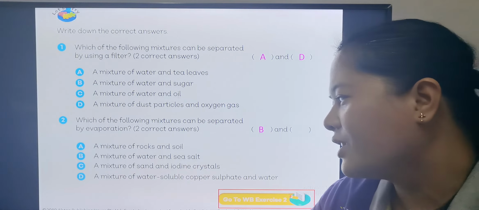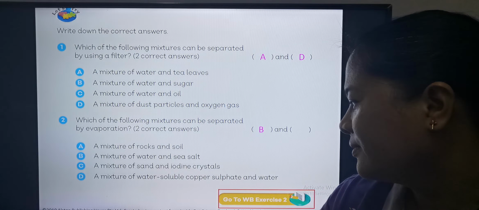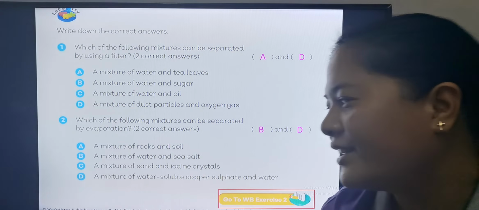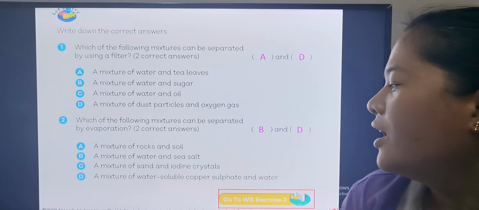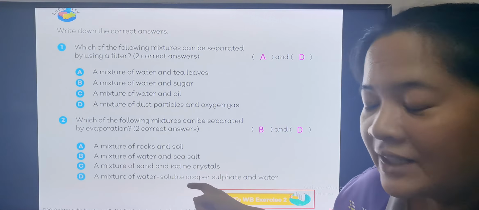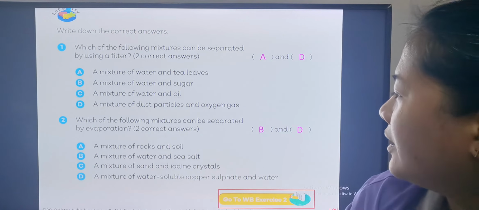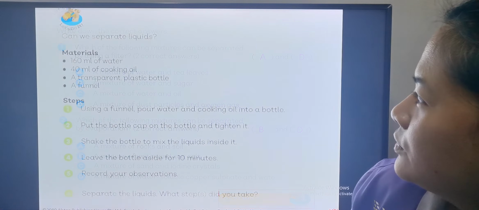So what do you think is the correct answer? Letter D, water and soluble copper sulfate. It means copper sulfate is a solid that is soluble, that dissolves in water. Okay, so let's move on.